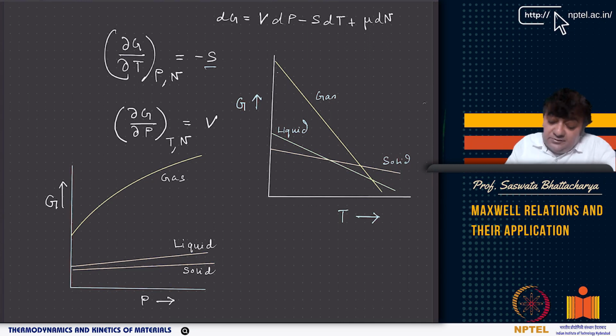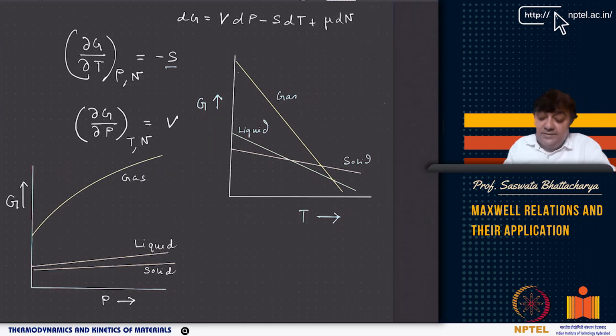However, now if I look at volume, del G del P at a fixed temperature, you get V. Obviously, gases will have a very large volume change as a function of pressure. So for gases, you can see how dramatically the free energy changes. On the other hand, for liquids and solids, the change is very, very small. This is something that we would like to emphasize. These are very schematic diagrams, but for phase change problems, the trends become very evident just by looking at the slopes like del G del T or del G del P.